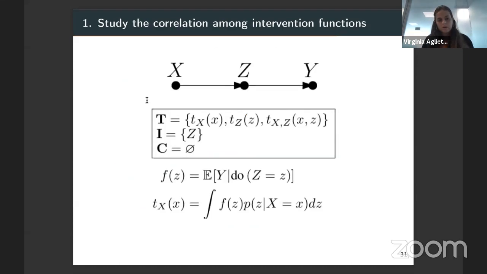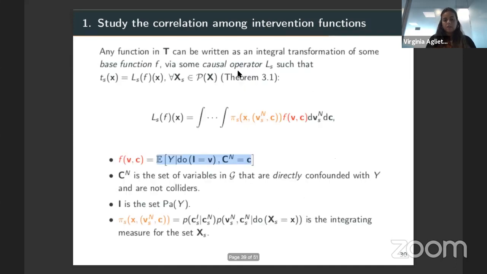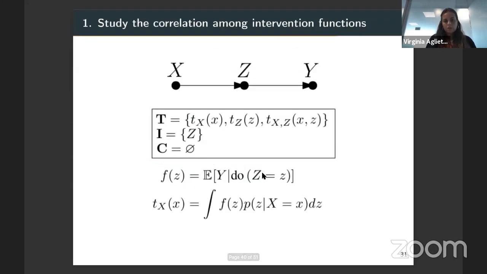So let's make a concrete example, and you'll see that it is easier than said. Let's go back to our case, x, z, and y. We said that we wanted to learn these three functions that we now call t of x, t of z, and t of x and z. Now, what is the parent of y? In this case, we only have z. We don't have confounders, so c is the empty set. So we need to define the expected value of y, given that we do the parents, as the base function. So this is our base function: f of z is equal to the expectation of y given do z.